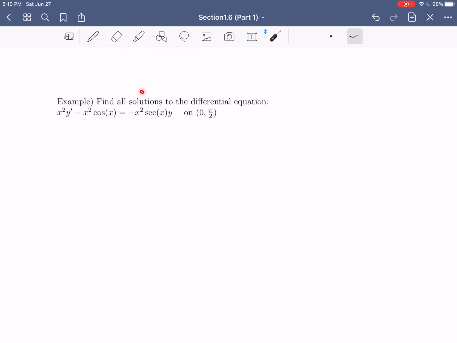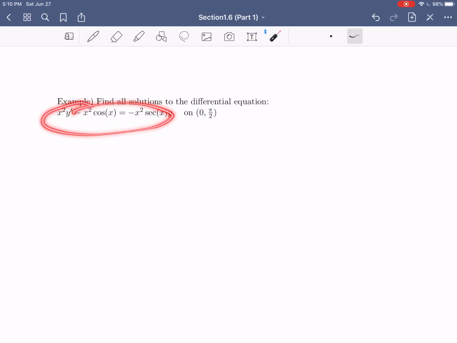So we want to find all solutions to the differential equation x squared y prime minus x squared cosine x equals negative x squared secant x times y on the interval 0 to pi over 2. That interval is there just to avoid anything weird with that secant, which could have some domain issues. So again, not going to be too worried in this class about domain restrictions. Sometimes you'll just see these intervals which are assuring us nothing weird is going to happen.